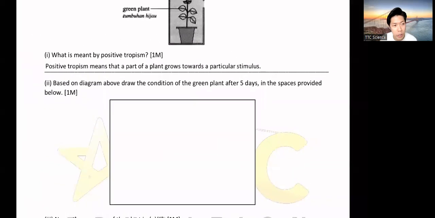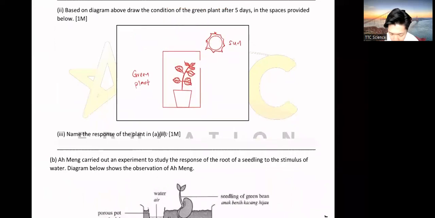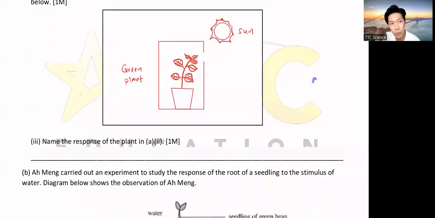Okay, we need to draw the condition after 5 days, which is to grow towards the hole. Everyone knows this, so for the sake of saving time, don't worry. Don't draw first, I have answers for you anyway. Let's just save time. I show you, then we go on to the next part. You just have to draw towards the hole and also draw the sun to show that it is towards the sun. So what's the response of the plant in A2?